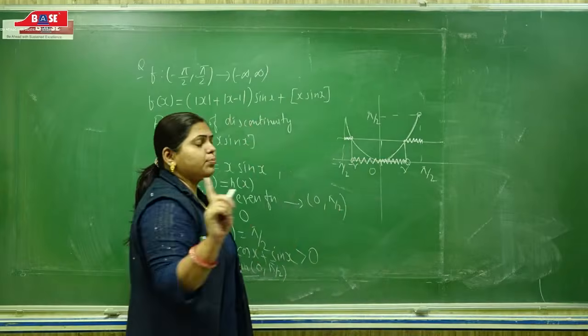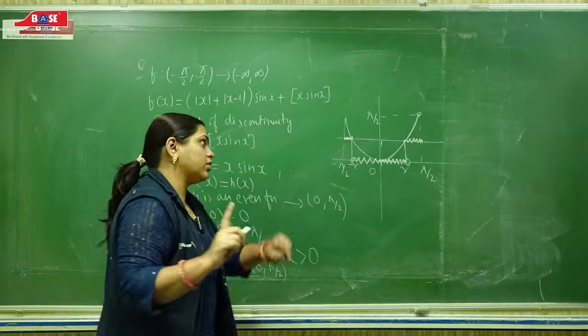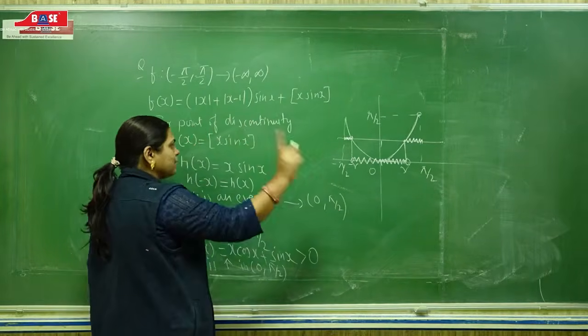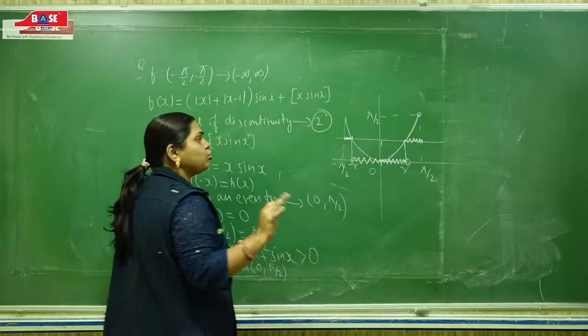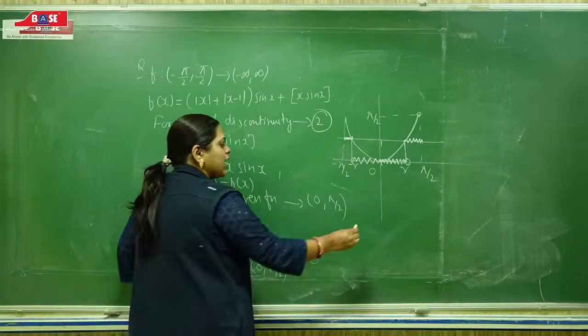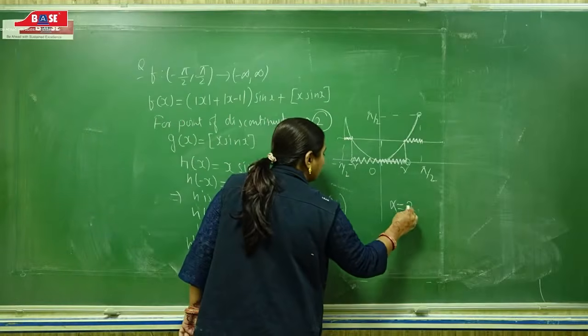If you observe, how many points of discontinuity are there? There are 2 points of discontinuity. Please keep that fact in your mind. So how many points of discontinuity did I get? 2. So what is my alpha everyone? We got alpha as 2.